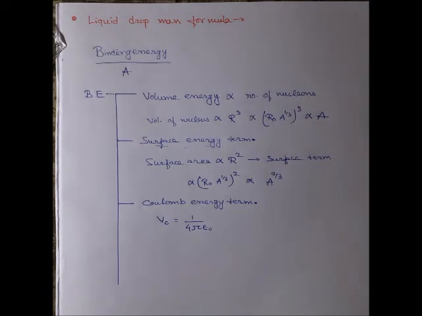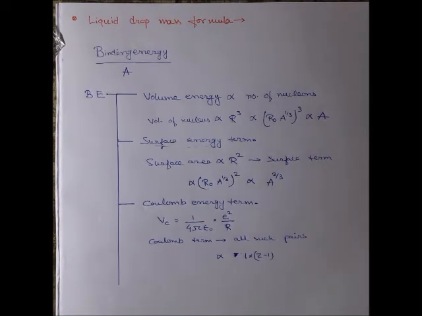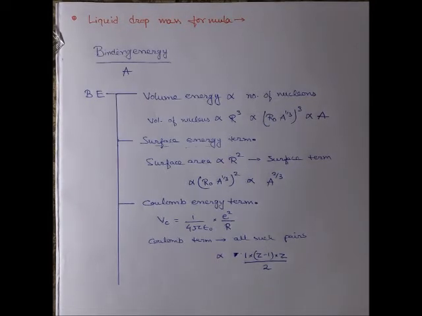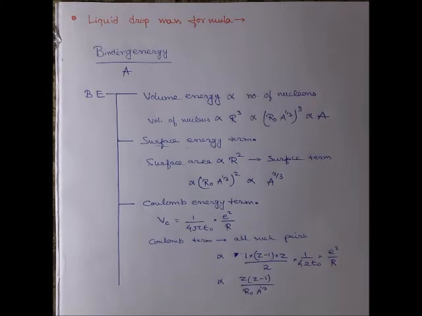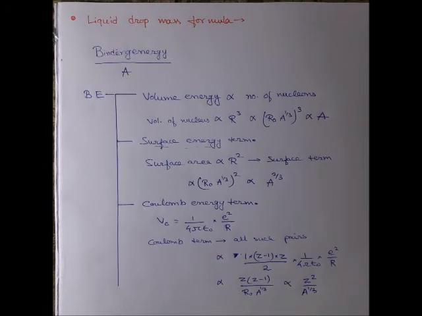Coulomb potential equals 1 by 4 pi epsilon naught into e squared by R, and the Coulomb term contributes to all such pairs. One nucleon under consideration with the rest of the nucleons, therefore Z minus 1, considering all the nucleon pairs, is divided by 2 to separate out the other way around. For one neutron-proton and one proton-neutron, they're the same pair. That's why it is divided by 2. The Coulomb potential is directly proportional to Z(Z minus 1) by R0 A to the power 1/3, or Z squared by A to the power 1/3.